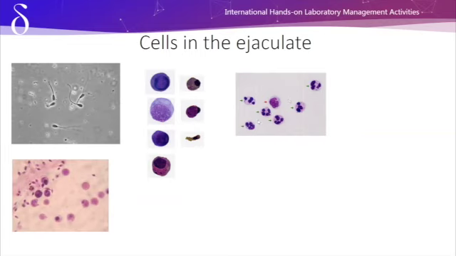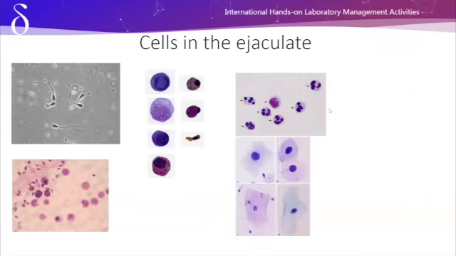As I said, in the ejaculate leukocytes might be present, and leukocytes are easily recognized after staining, like here in May-Grünwald, but also other types of staining, and usually indicate the presence of an inflammatory problem within the testis. And here also are shown epithelial cells that are usually coming from urethra or deferens.